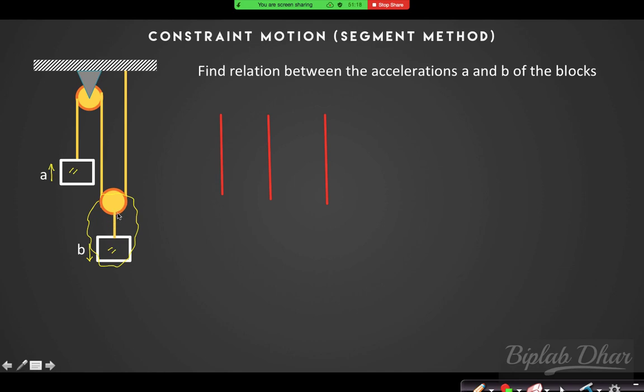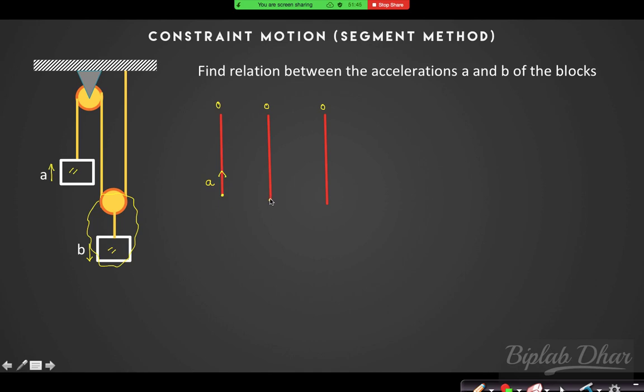Now, can you tell me what will be the velocity or displacement of the topmost point of these 3 segments? All of them are zero. Yes, sir. What about the lowest point of this first segment? It goes upward, yes or no? Yes, sir.